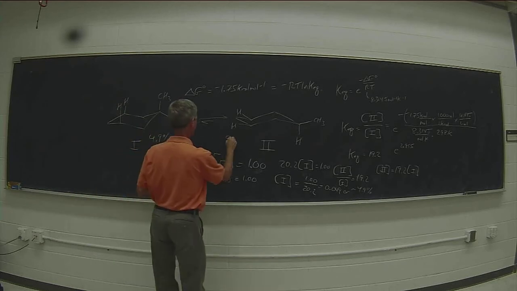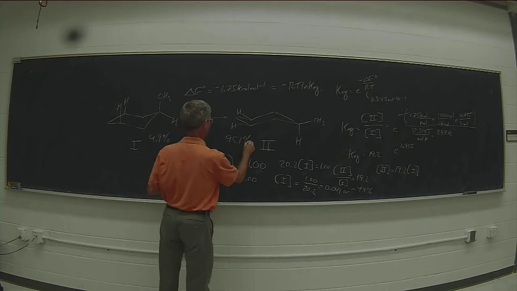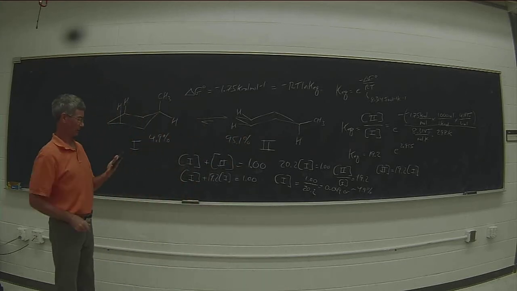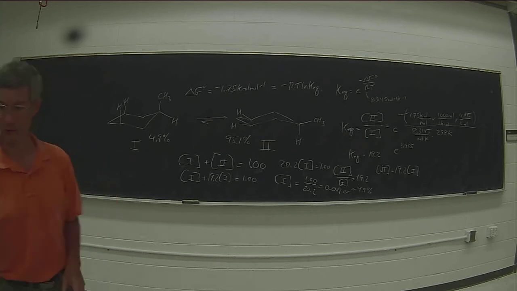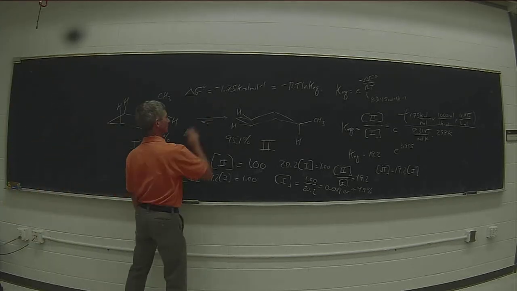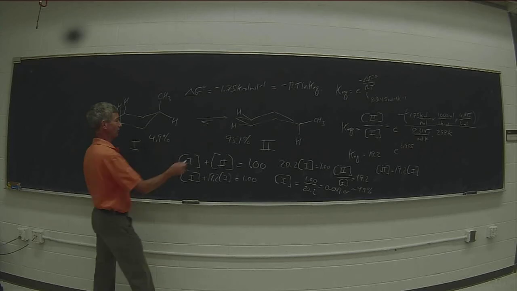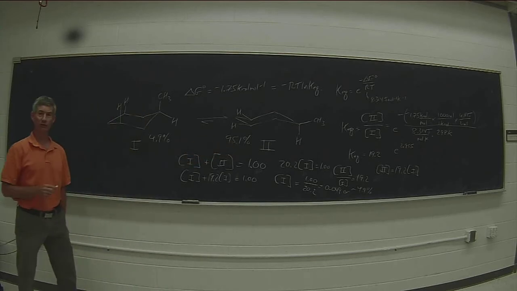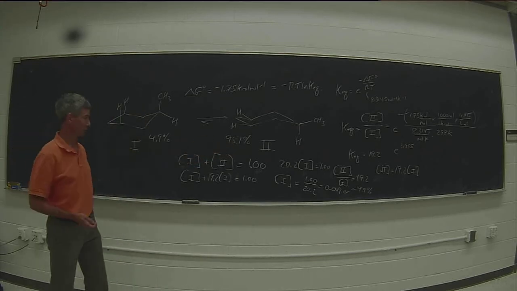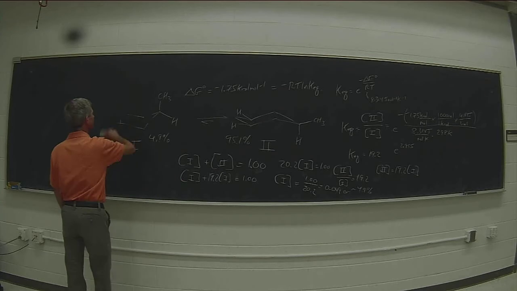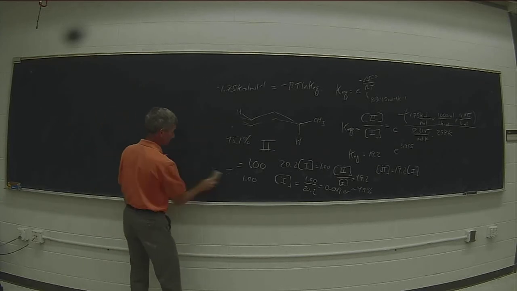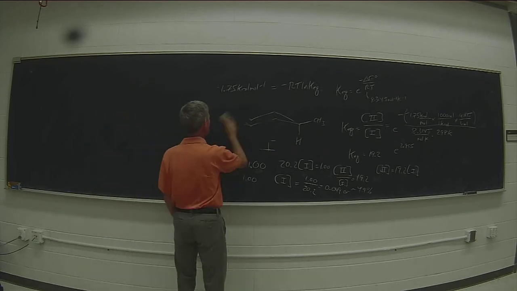Which means that this one is 95.1%, or 19.2 times the concentration. So even an energy difference of 1.75 kilocalories per mole gives us a roughly 95:5 ratio of the methyl group in the equatorial position versus the methyl group in the axial position. You can do the same calculation for any of the other substituents.